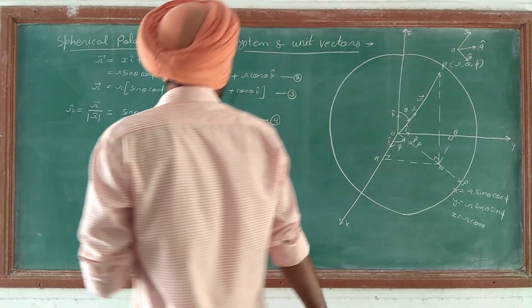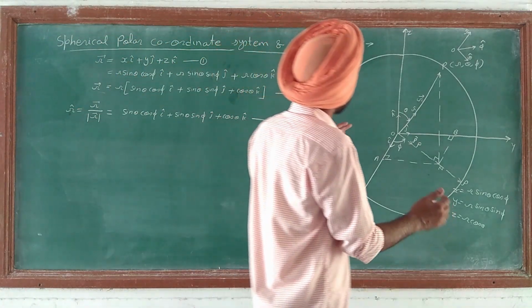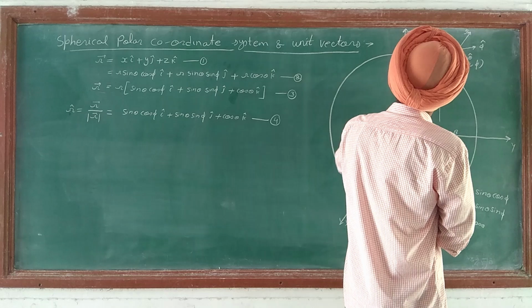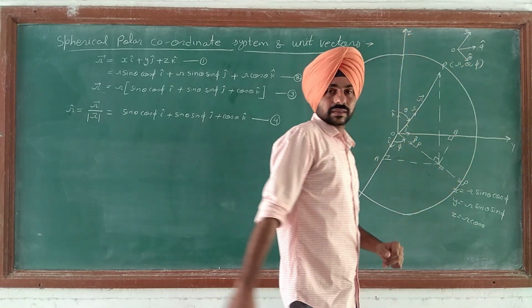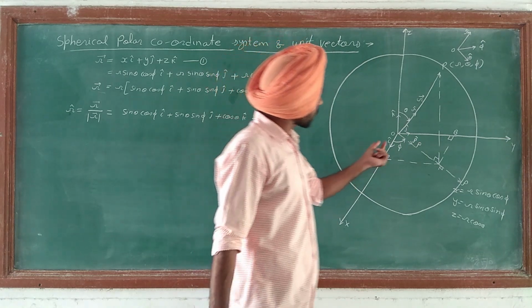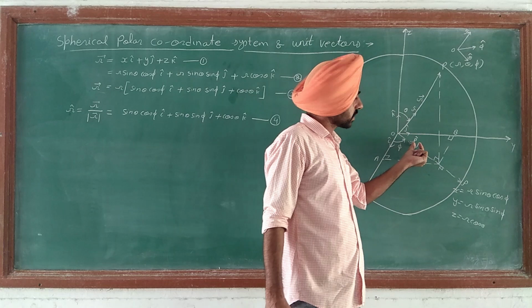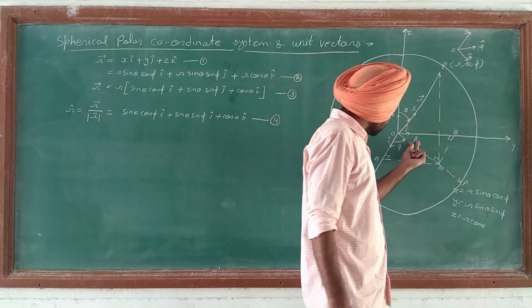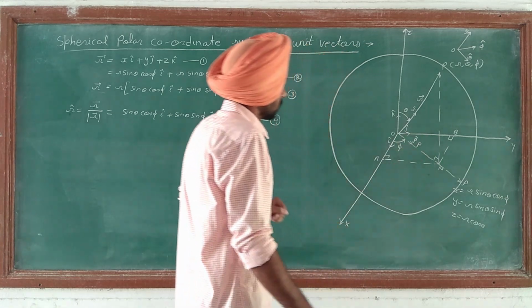Another way to find out the unit vector r cap is, now let us see where is r cap. R cap lies in the z-o rho plane. Before going into the detail of r cap, we must know the unit vector rho cap. So rho cap lies in the xy plane.